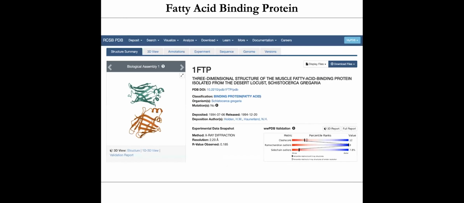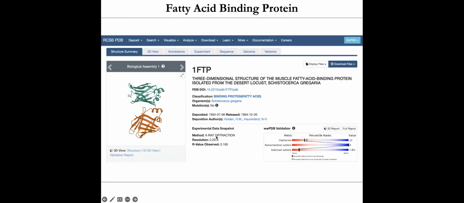And so here is the actual deposit for the structure we're going to look at in a second. So its code is 1FTP, and it's a muscle fatty acid binding protein. And it was isolated directly from this desert locust called Schistocerca gregaria. It was deposited in 1994 by this group, and it was determined by X-ray diffraction.